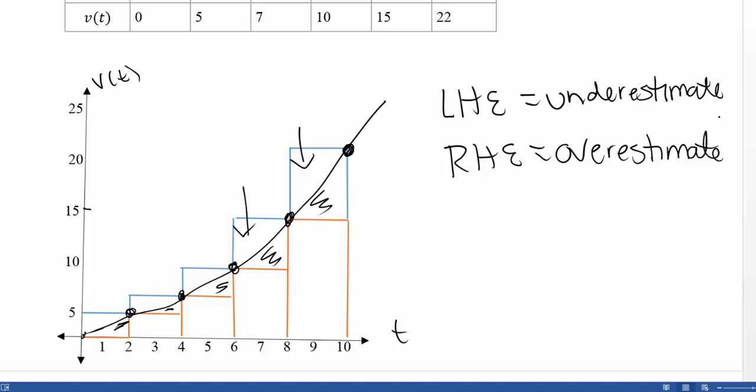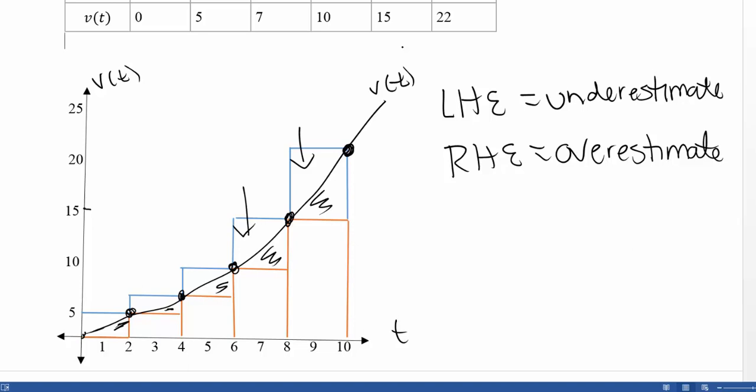But we get a general sense of what our graph looks like by connecting those points from the left and the right hand estimates. And again, with the left hand estimates, the red rectangles, you can see that the left hand corner of every rectangle touches our function. With a right hand approximation, it's the right hand corner that always touches our function. So we can predict that our function looks roughly like this because we're able to connect those corners.